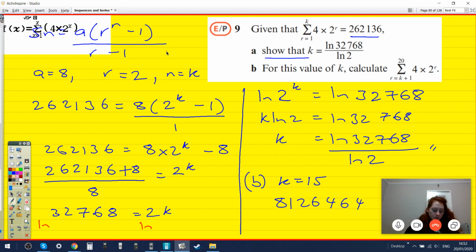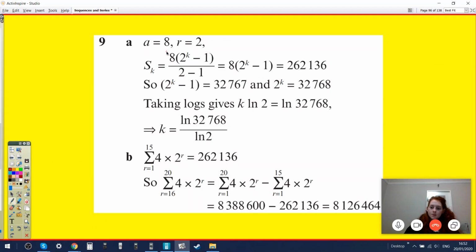So this one you're okay. Show that one. Just do your ln. Just show all the steps. That one, just put it in the calculator to get what k is, and then sub it into that.